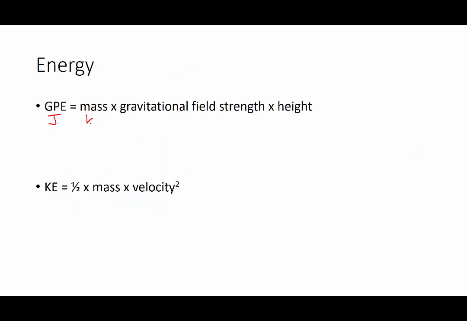Two other types of energy that you need to be able to do calculations with. Gravitational potential energy, again an energy, so measured in joules, is equal to the mass in kilograms times gravitational field strength, which we already said is 10 on Earth, times the height in meters. Kinetic energy is half times the mass times the velocity squared. Don't forget to square the velocity. It's where most people end up missing out a mark on an energy calculation question. You square just the velocity as well, not the mass times the velocity.